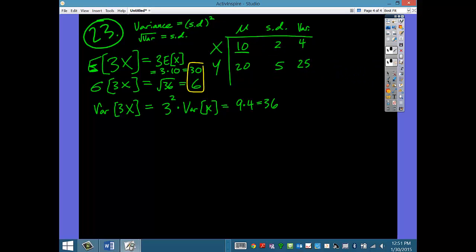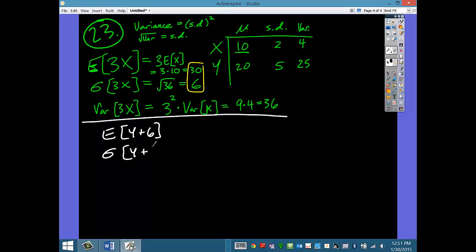Okay. So we'll do another one now. Let's do one also in 23, which is what we're on. What about y plus 6? Okay. Finally got it. So the expected value of y plus 6 and the standard deviation of y plus 6.